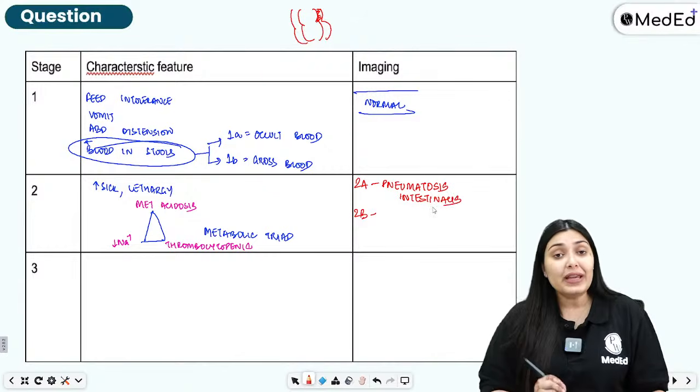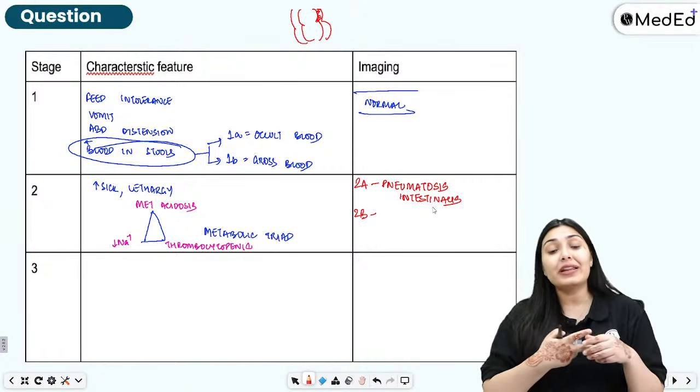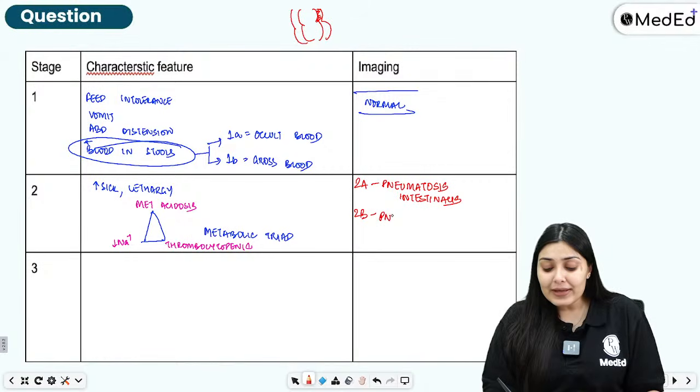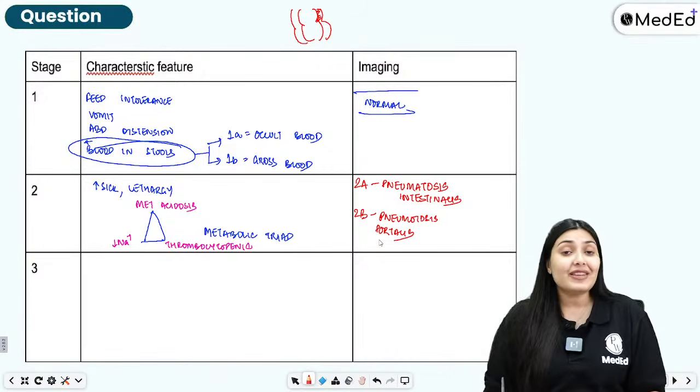And in 2B, I see air trapping within the portal venous gas. So portal venous gas, this is known as pneumatosis portalis. Pneumatosis portalis. That is air trapped in the venous gas.